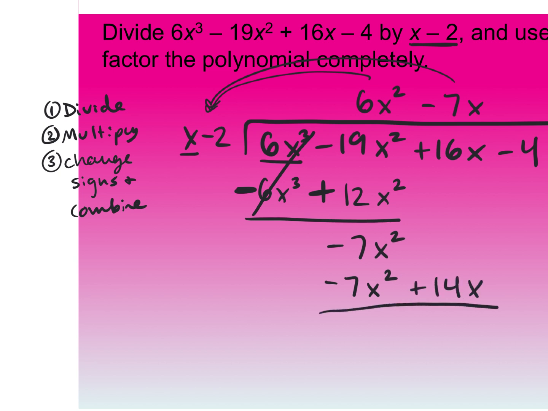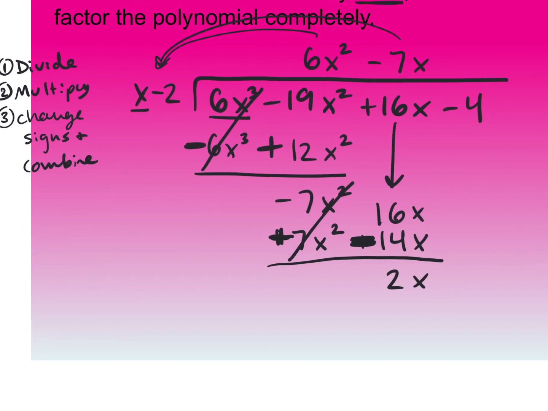What's next? Change the signs and combine. So that becomes a plus and a minus. 7x squareds cancel. I'm going to drop down the 16x. 16x minus 14x would be 2x. Then we do it again. 2x divided by x would be 2. Then we multiply.